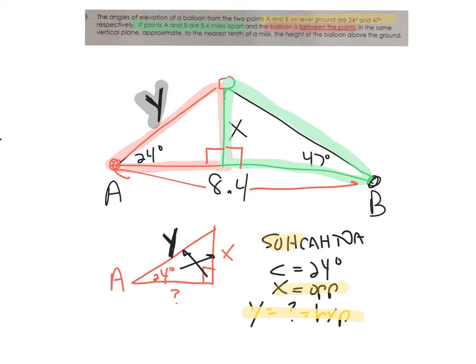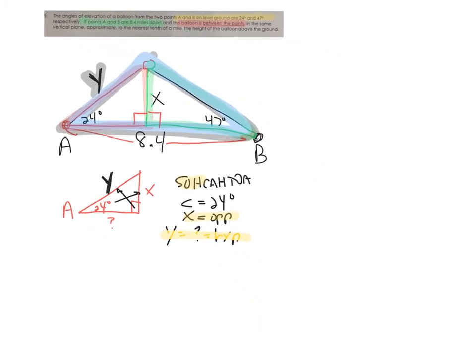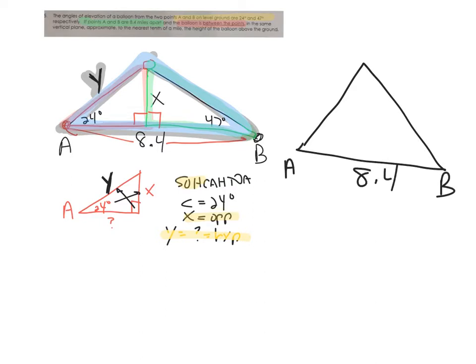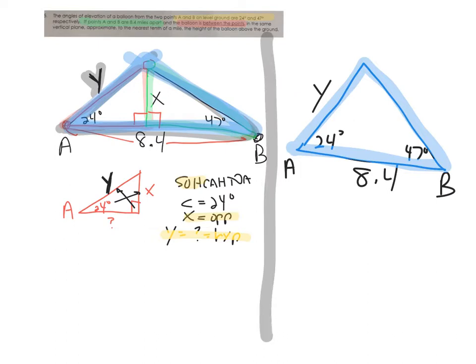To do that, I'm going to have to use a different triangle. That side Y is in this big triangle, so I'm going to use this big triangle, maybe I'll call that my blue triangle, to go about solving for Y. Here in that big triangle, here's what I know. I know points A and B are 8.4 miles apart. I know that's 47 degrees. I know that's 24 degrees. And that's Y. So I just redrew the big blue triangle, and I'm going to use that triangle to solve for Y. Maybe I'll call this top point where the balloon is point C.